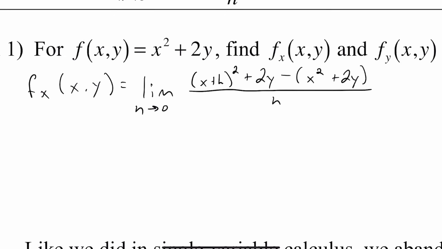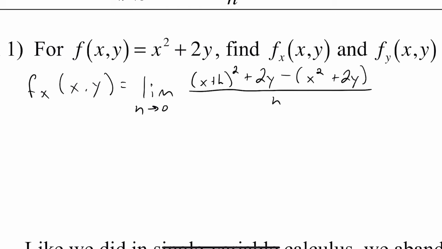So then for f_x, we're going to do the limit as h goes to 0, and then everywhere you see an x, replace it with x plus h. That would give us (x plus h) quantity squared plus 2y. Then we have to subtract out the original function, so we do minus x squared plus 2y. And then everything is divided by h. The goal here is to get rid of the h in the denominator.